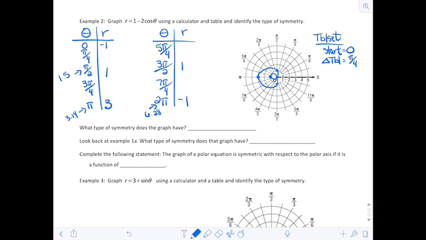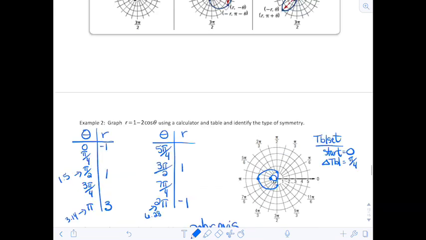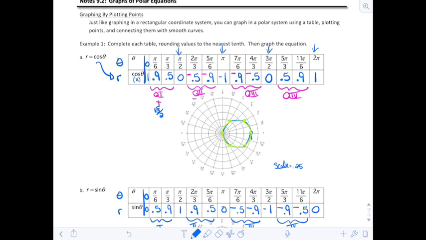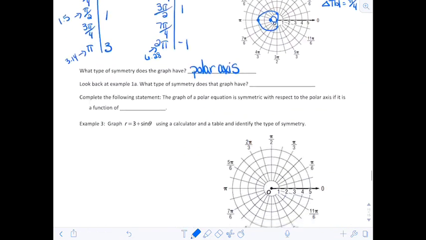Okay? So there is 1 minus 2 cos theta. So if we look at that graph, what type of symmetry does this graph have? Well, if I flipped it over horizontally, it would be right on top of itself. So this has symmetry in the polar axis. And if we look back at example 1a, what type of symmetry does that have? So we're going to go back to 1a, which is right here, and this also had symmetry in the polar axis. So, label that.